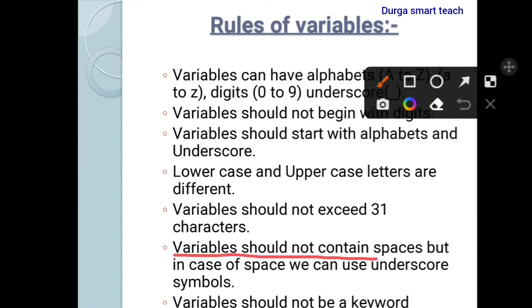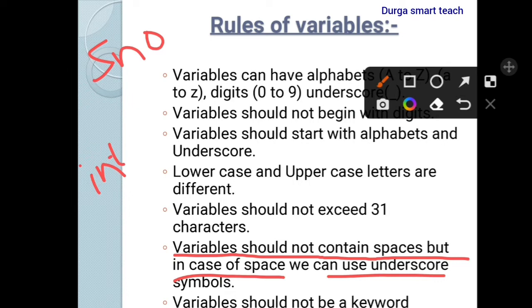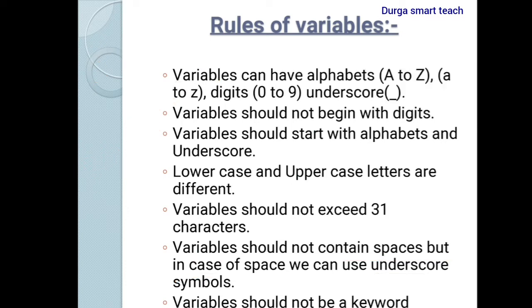Variables should not contain spaces, but in case of spaces we can use underscore. For suppose int s number, that means student number. Here I gave a space between s and number. This is not allowed while naming variables, so here you can use the underscore symbol. A variable should not be a keyword. I already discussed the 32 keywords, so a variable name should not be a keyword. These are the very important rules while naming variables.